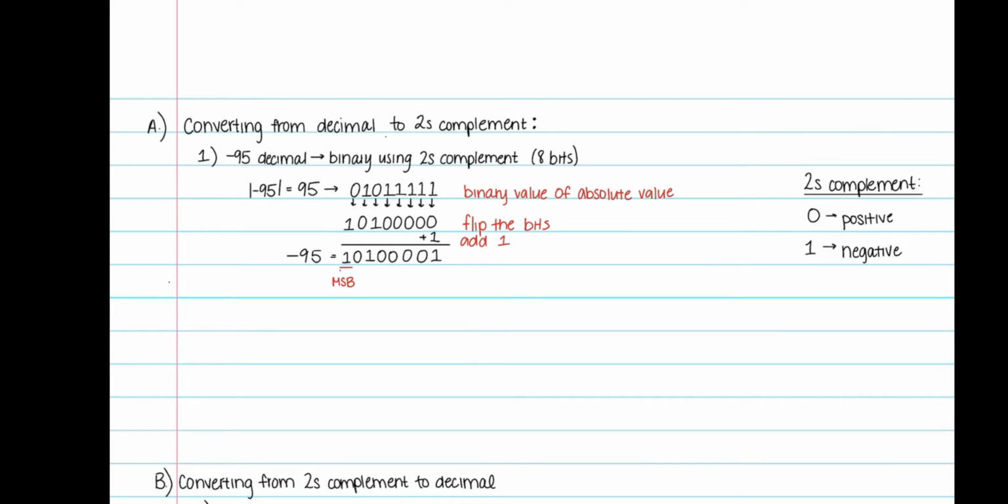In this video, we will be doing some examples with 2's complement. 2's complement can be used to convert and represent negative numbers from decimal to binary and vice versa. Let's try an example. For number 1, we are being asked to convert negative 95 decimal to 2's complement with an 8-bit representation.